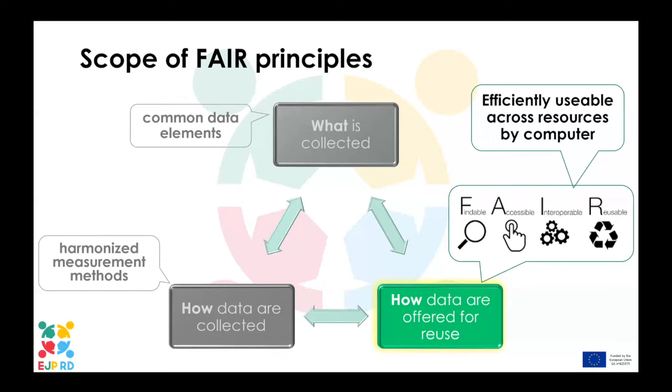Having said that, the scope of the FAIR principles: what it is about and what it is not about. Data stewardship is about many things and data management. It's about what is collected, how data are collected, what methods are used, what measurement methods. FAIR is about the third element there, about how data are offered for reuse. That is the main purpose of FAIR: findable, accessible, interoperable, and reusable for machines. The for machines part is also an essential element of the FAIR principles.